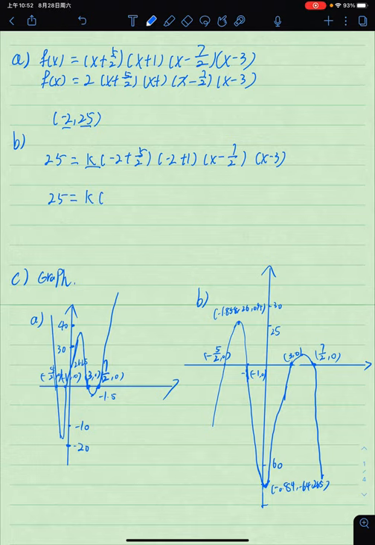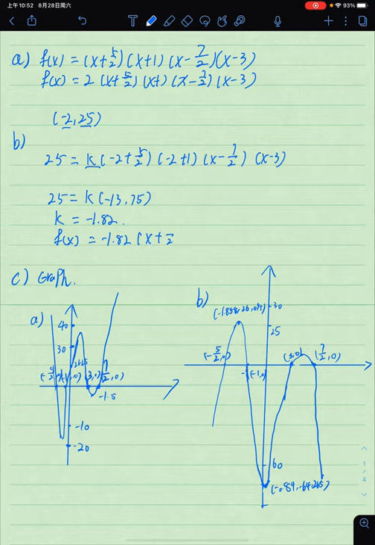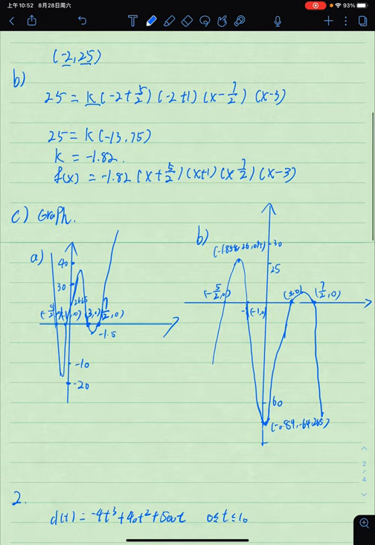So here we get 25 equal to k times negative 13.75. The solution is k equal to negative 1.82. So the final equation is f(x) equals negative 1.82 times the same factors as I said previously. Here's the final equation.